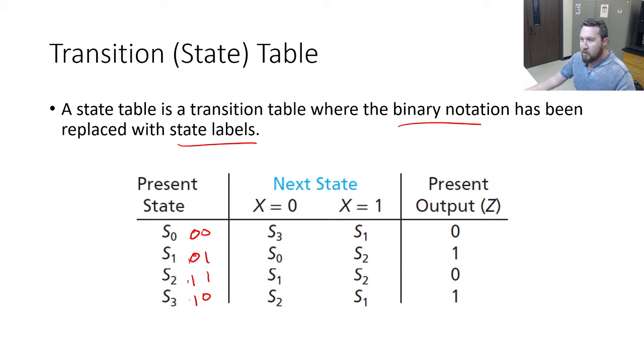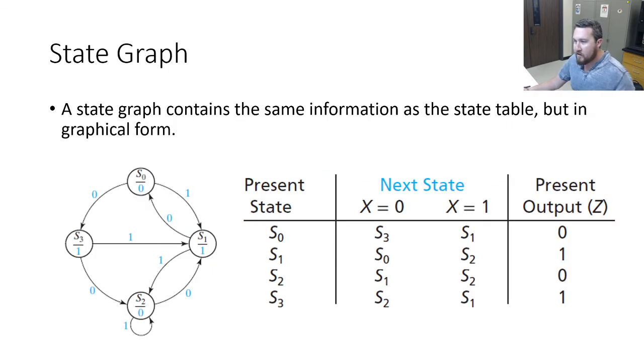All right. Now, once we have a state table, we can then put together what they call a state graph. A state graph contains the exact same information as the state table, but it just does it in graphical form. So let's take a look, right? So you have our boxes for state 0, state 1, state 2, and state 3. And then notice here below we've got whatever the output is at that state, right? So if we're at state 0, then our output is 0. If we're at state 1, then our output is 1. If we're at state 2, then our output is 0. And if we're at state 3, our output is 1, right?